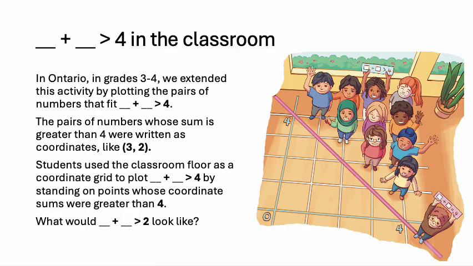Students used the classroom floor as a coordinate grid to plot blank plus blank is greater than 4 by standing on points whose coordinate sums were greater than 4. What would blank plus blank is greater than 2 look like?